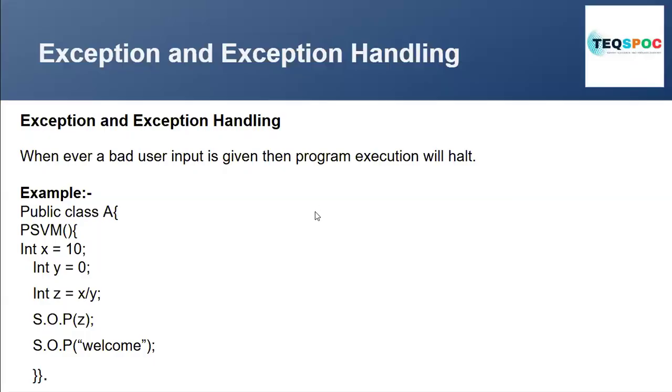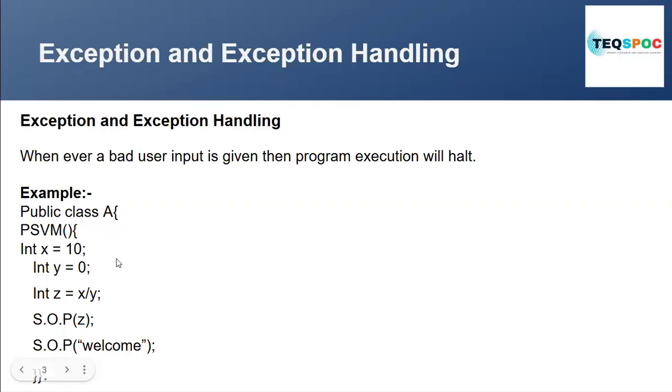So let's start with exception and exception handling. What is basically an exception? An exception is whenever a bad user input is given to the program, the execution will halt. If you divide some number by zero, you will get infinity, and that is called an exception. Dividing a number by zero gives an arithmetic exception. If you run this type of program, you will get an exception.